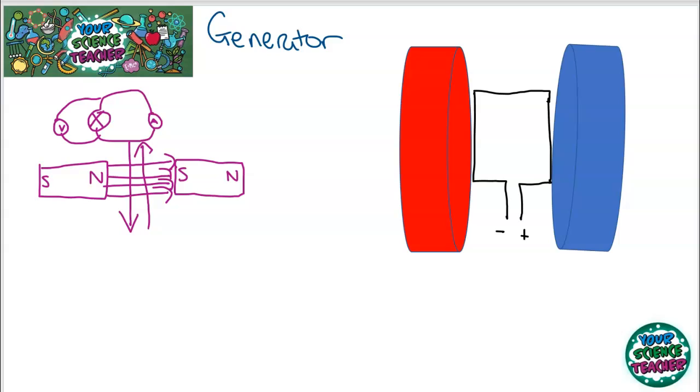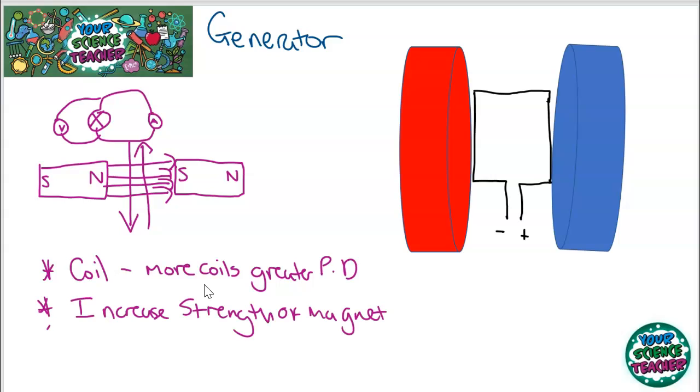I can also alter the strength of the current and voltage produced. The way I could do that is by turning my circuit into a coil, and the more coils, the greater the potential difference. Also, I can increase the strength of my magnets, or I can increase the speed that I move my circuit through the magnetic field.